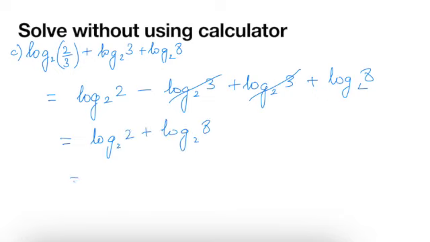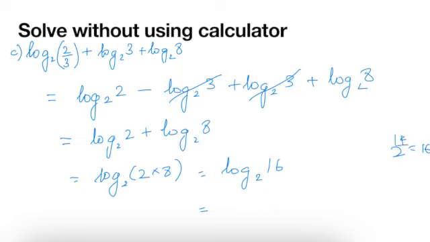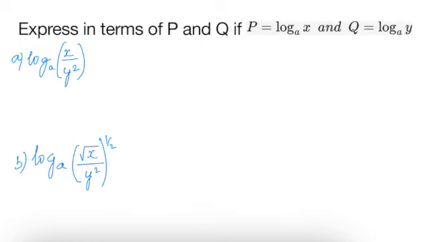This can be written as log 2 into 8 to the base 2, which will become log 16 to the base 2. So we know that 2 to the power 4 is equal to 16. The answer to this is 4. So now we've seen the first two rules, log a plus log b is equal to log a into b, and log a minus log b is equal to log a by b. Okay, and now let's apply the power rule and see how to do this.